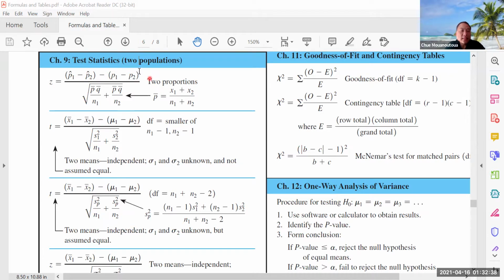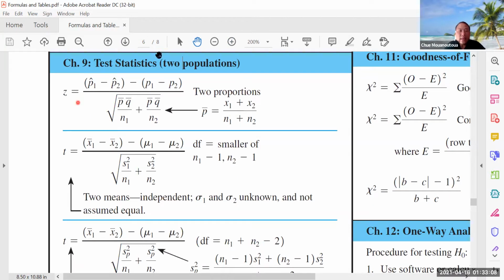Just like chapter 8, it is still about the hypothesis test. So this is your test stats. This is step 3 in the hypothesis test procedure, right? You test statistics. This is how you compute. So let me zoom in a little bit here.